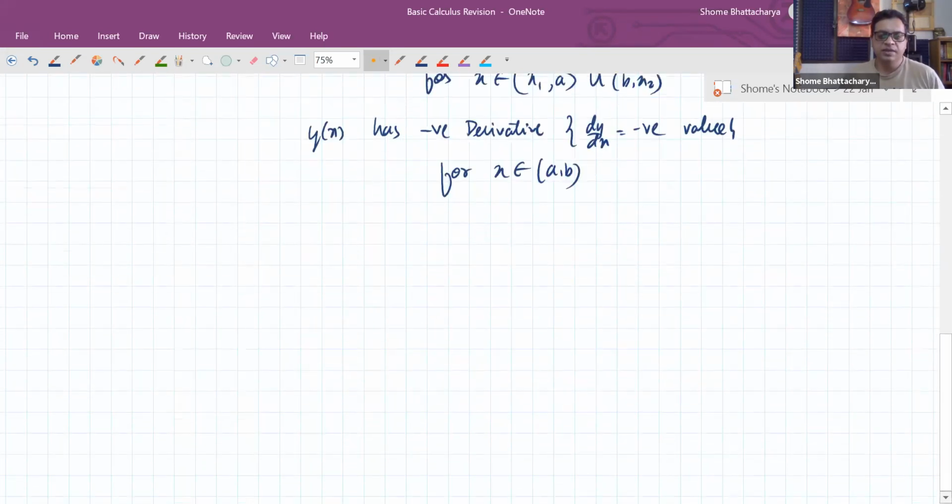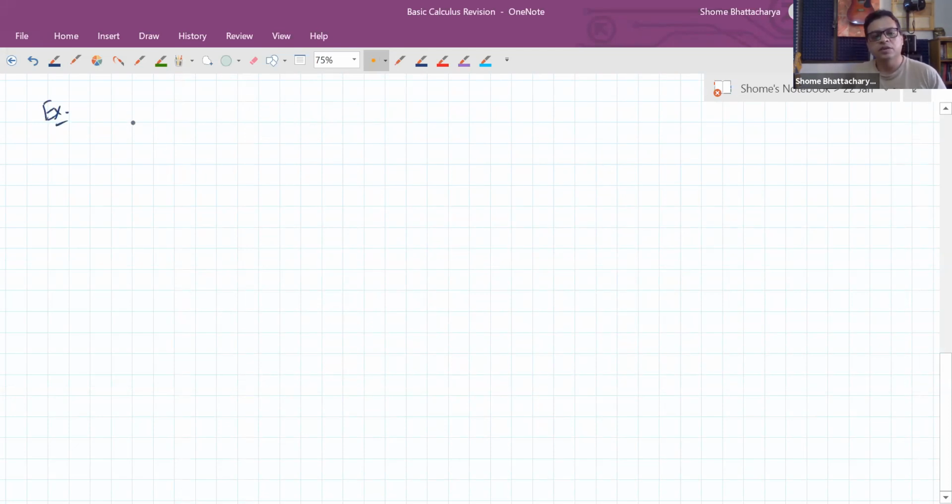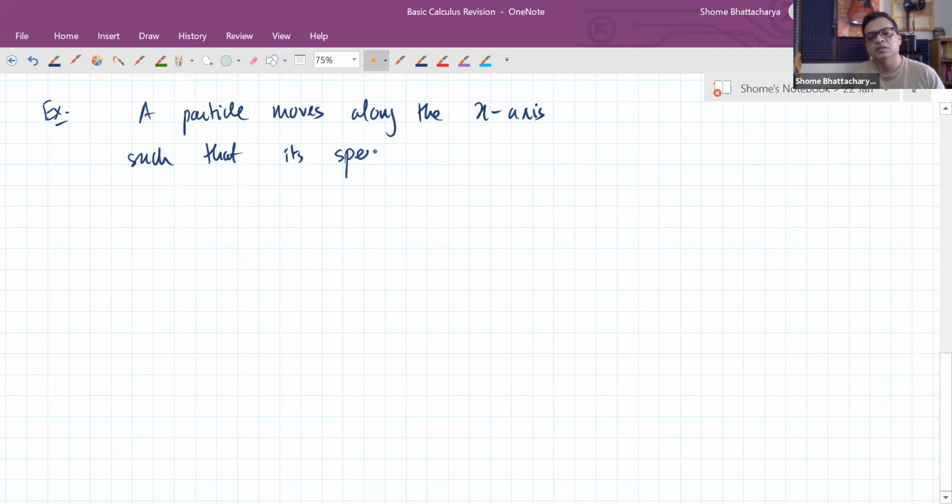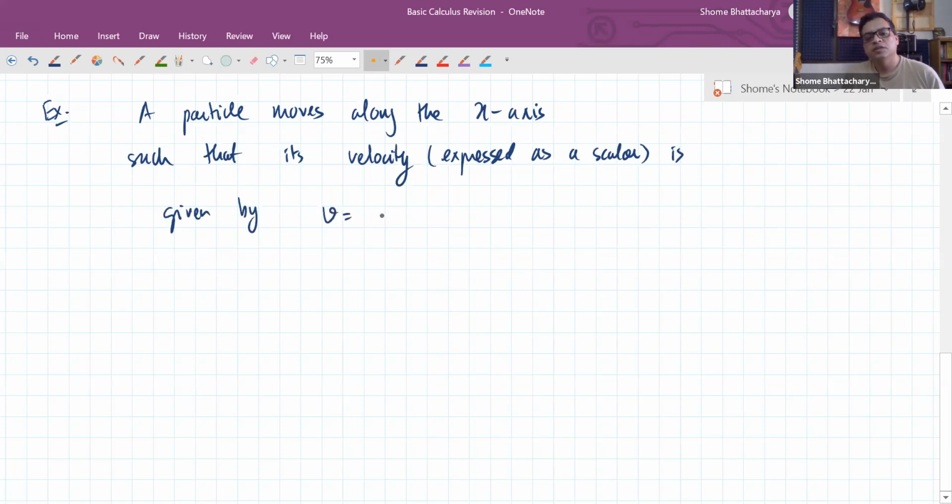So let's understand this in context of a simple example problem. Suppose we have a situation where a particle moves along the x-axis, such that its speed, or you can say its velocity, but in one dimension is magnitude of velocity, expressed as a scalar, is given by, say, v is equal to this function, where t is time in seconds and v is velocity in meters per second.